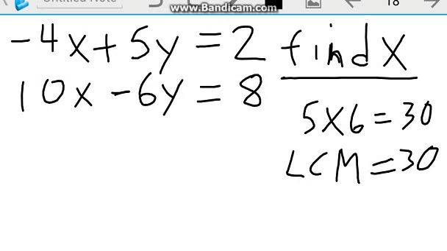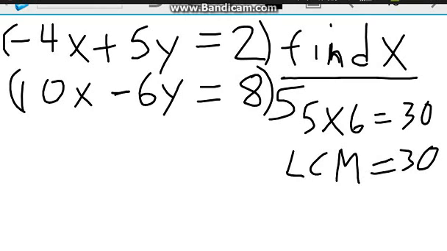So in order to multiply one of the variables by something, to keep the balance in the equation, you need to multiply the whole equation by that number. So since we're going to need a 30 over on the second equation, we're going to multiply this by 5, the whole thing, and we need a 30 in the first equation, so we're going to multiply this by 6.